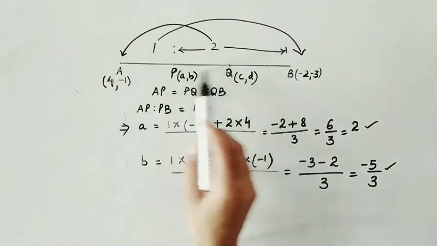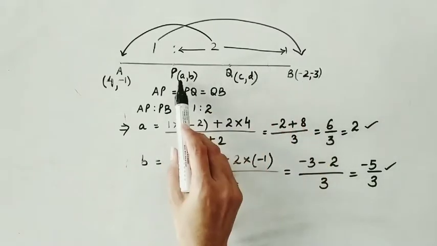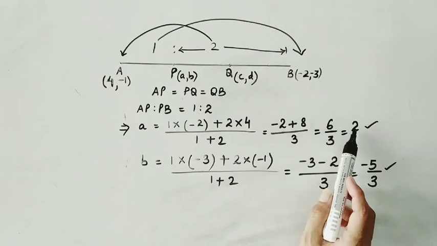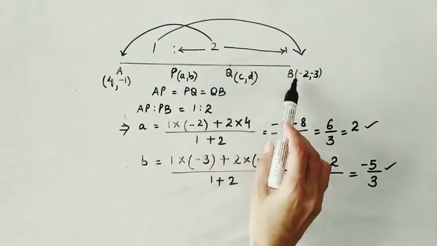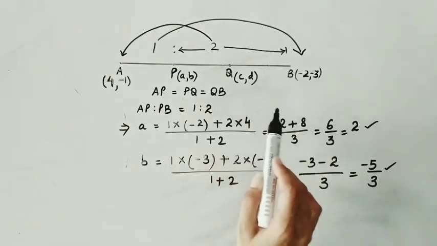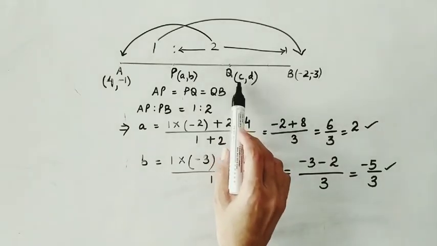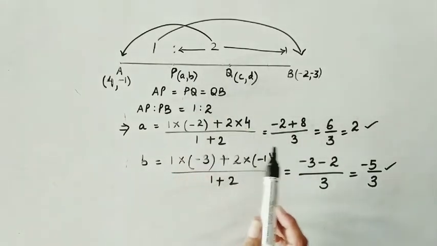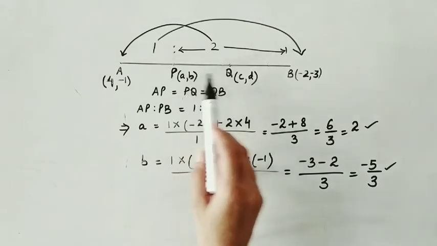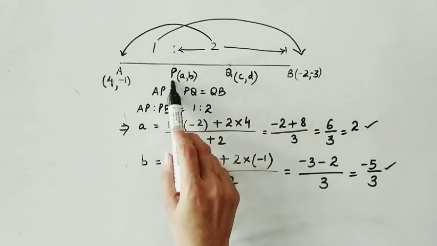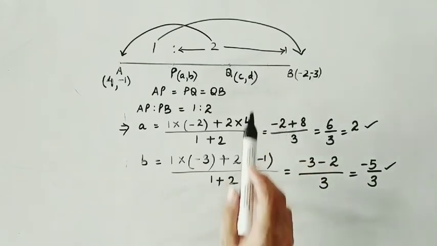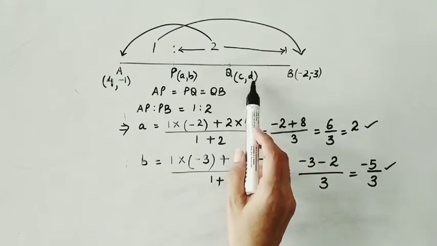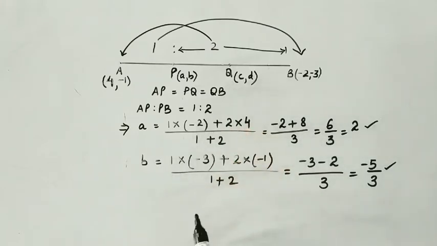Add the x coordinates of P and B divided by 2, you will get the x coordinate of Q. In the same way, add the y coordinates of P and B divided by 2, you will get the y coordinate of point Q.